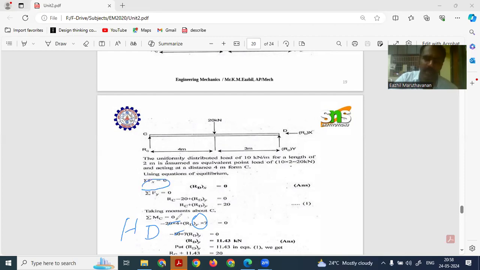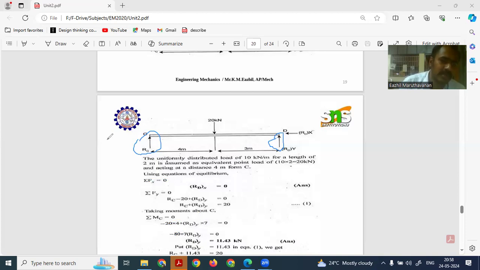Likewise, for sigma Fy, two forces are acting in the upward direction, RC and RD. These two forces are acting in the upward direction. So RC plus RD, and this 20 kilonewton acts in the downward direction, so it is minus 20. So RC plus RD is equal to 20 kilonewton. Let us take it as equation 1.